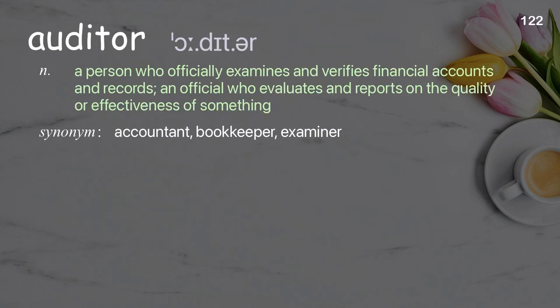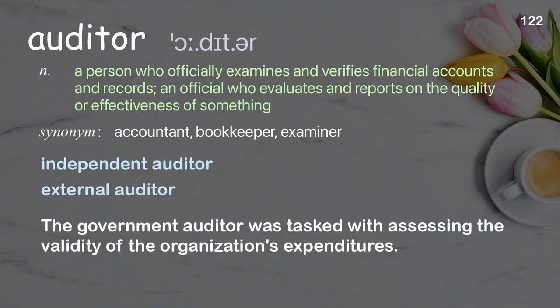Auditor. A person who officially examines and verifies financial accounts and records, an official who evaluates and reports on the quality or effectiveness of something. Examples. Independent auditor. External auditor. The government auditor was tasked with assessing the validity of the organization's expenditures.